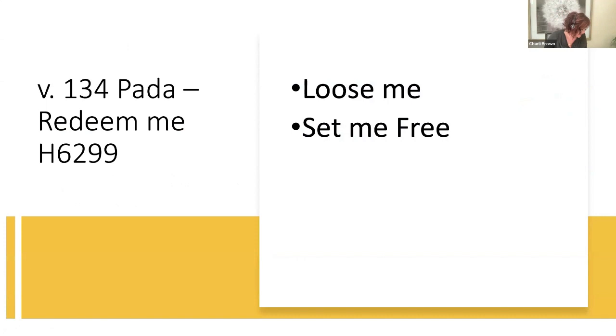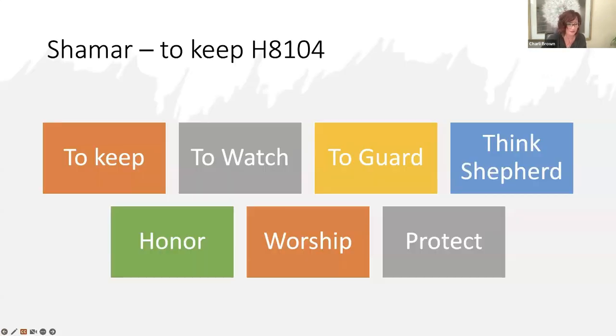In 34, he says, redeem me from the oppressed man that I might guard your orders. Hadah, redeem me, 62:99, loose me, set me free. So that I may keep, shamar. This is a word that you should feel like we've beat you up with, but here you go again. It's Hebrew 81:04. It's to keep, to watch, to guard. Think like a shepherd in this, you guys. What does it look like to shamar if he's guarding, protecting the sheep? But it also means honoring and worshiping.